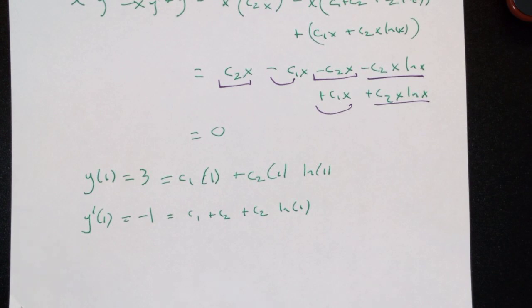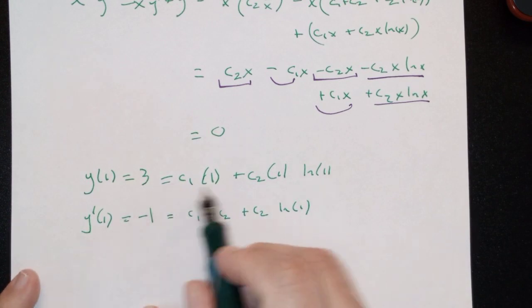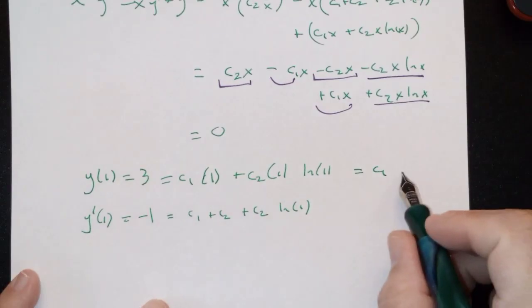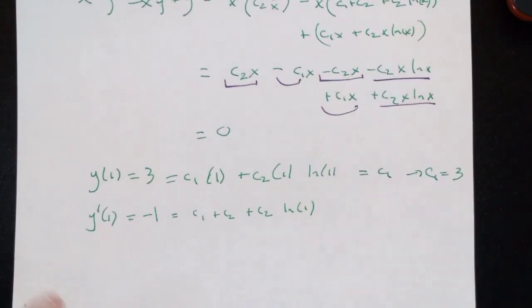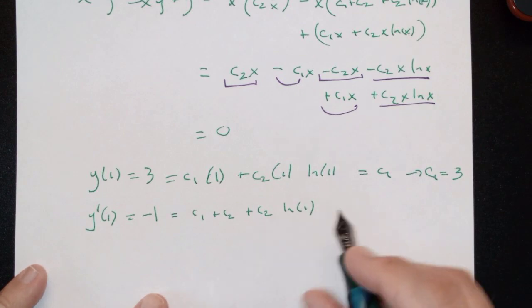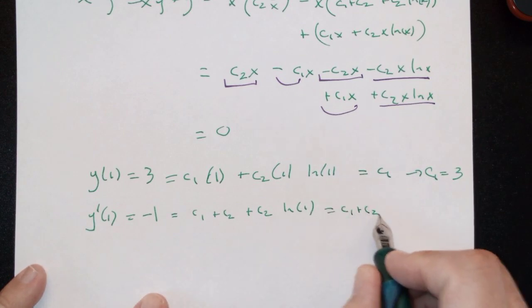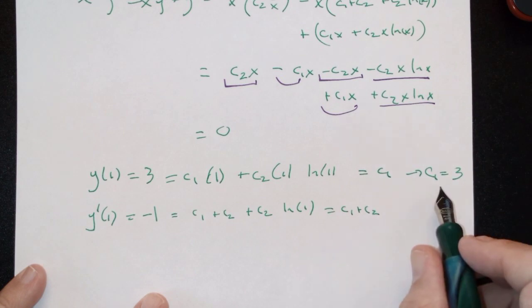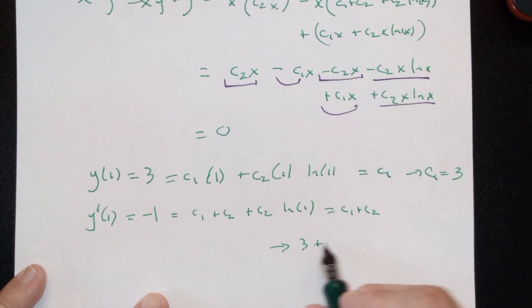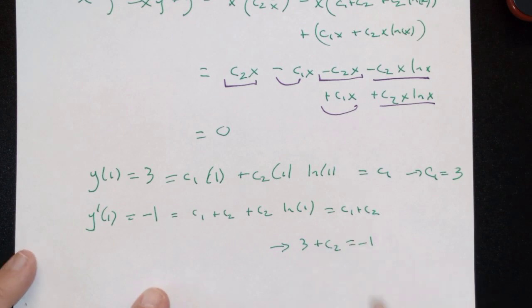Well, that makes this top equation C1 plus 0. Wait a minute, that's equal to 3. I just found C1. Now I can go back down here and I can say, hey, that means this is 0 as well. C1 plus C2 equals -1. So 3 plus C2 equals -1. That means that C2 is -4.